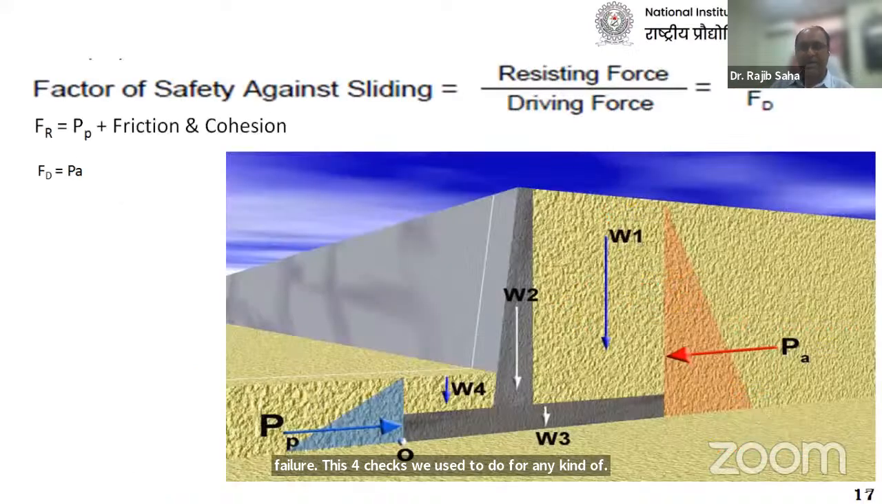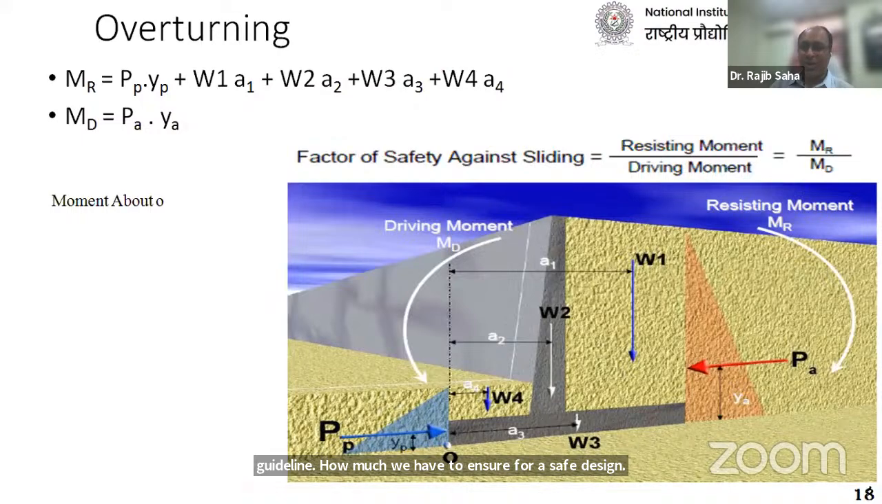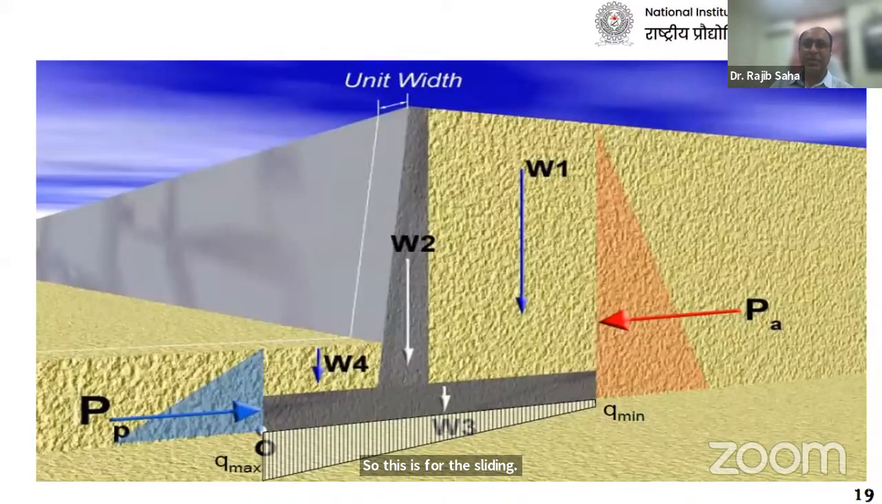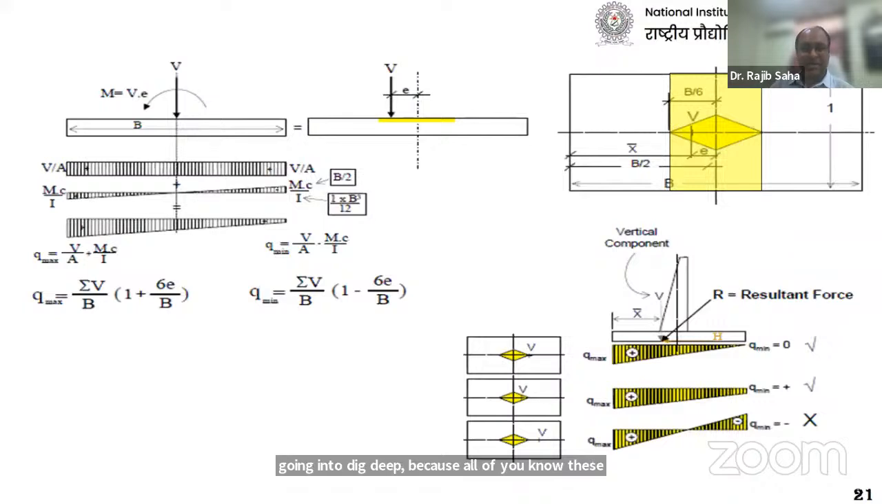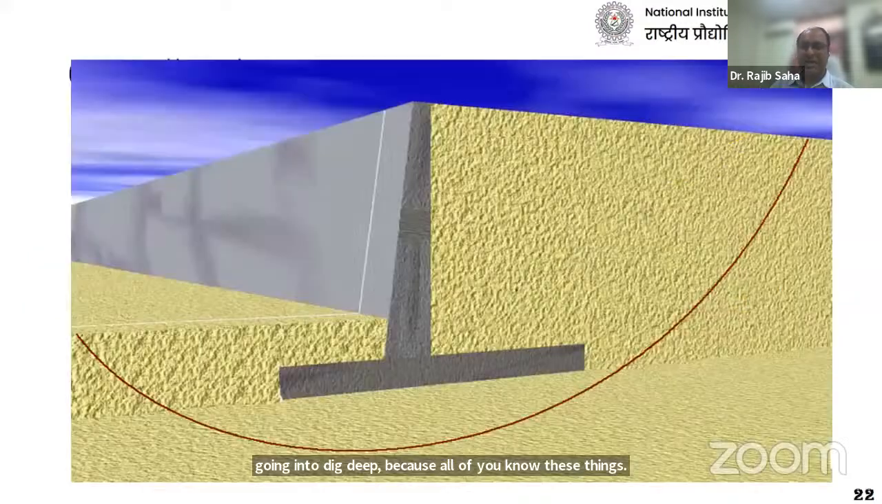Obviously all of you know that the factor of safety we assess is based on two factors: one is the resistive force, and the other is the driving force. We have a guideline for how much we have to ensure for a safe design. This is for sliding, this is for overturning, and this is for bearing failure. I'm not going deep because all of you know these things. These are all textbook materials.